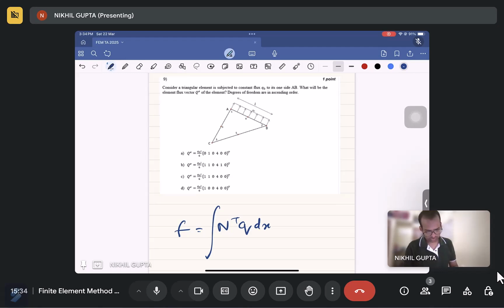Okay. N1 was like (1 minus x bar by h) into (1 minus 2x by h). That we can use there.